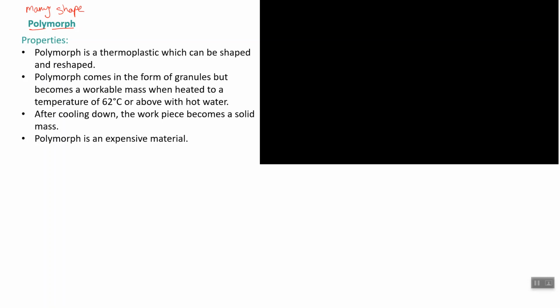On peut le chauffer à 62 degrés, qui n'est pas beaucoup au fait. On peut juste comme s'il y avait de l'eau chaude dessus. Donc, ça peut changer de forme. After cooling down, the workpiece becomes a solid mass. Donc, quand ça refroidit, ça devient dur. Polymorph is an expensive material. Alors, polymorph is commonly used for 3D modeling.